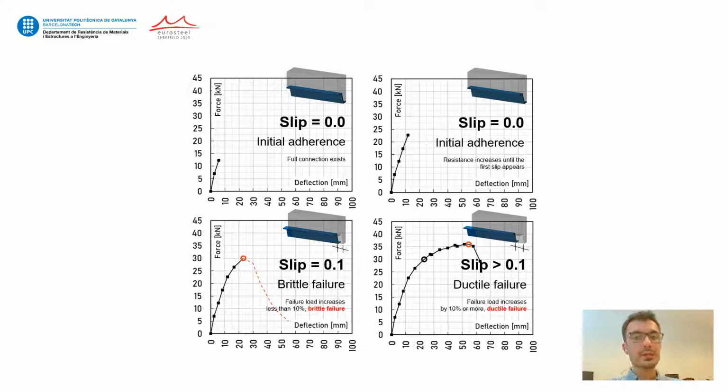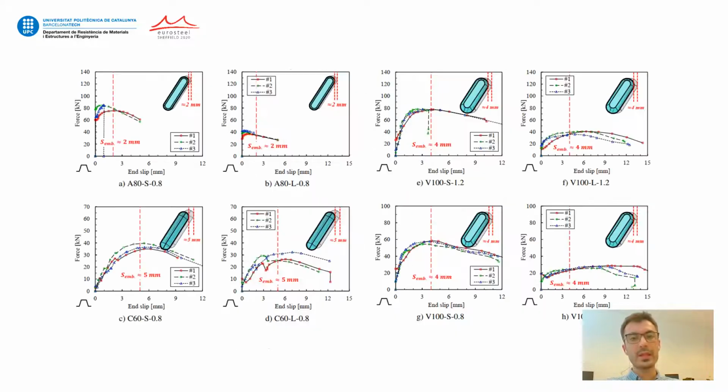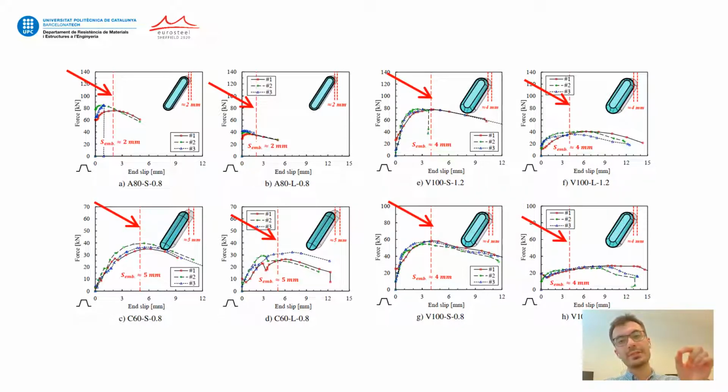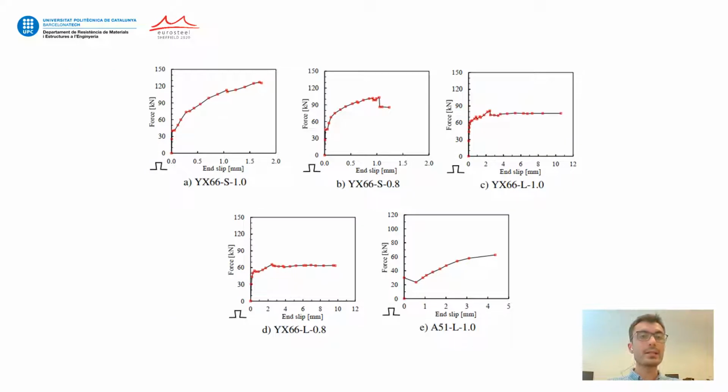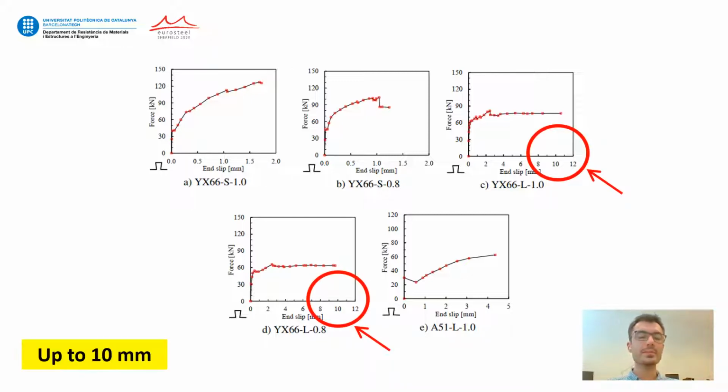As the experimental results show, after the recorded end slip of 0.1 mm, the load increases by more than 10%, which is the condition for classifying them as ductile. Now let's see how much the end slip is developed where the load drops. Open rib slabs usually have a descending force-slip relationship after the peak force, and the slip at the maximum load ranges between 2 to 5 mm. But in reentrant slabs, the curve is horizontal, and they can exhibit a greater end slip value, which reached up to 10 mm in the studied cases.